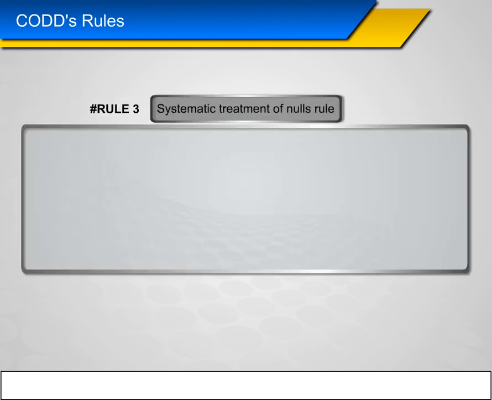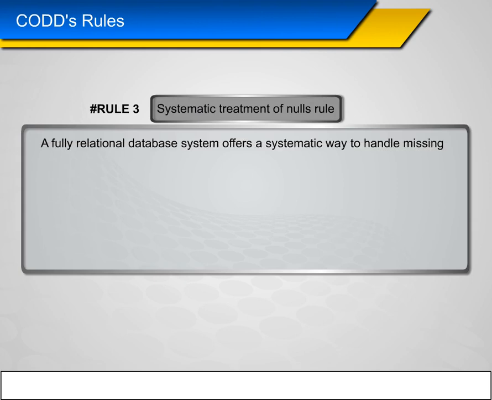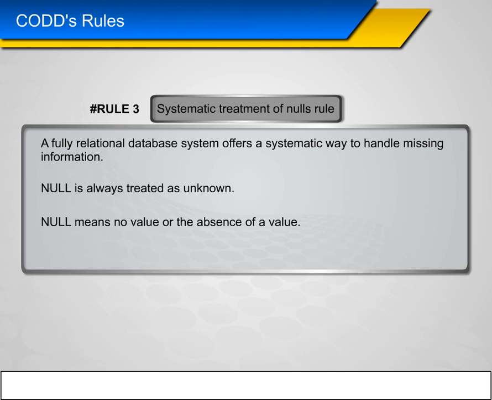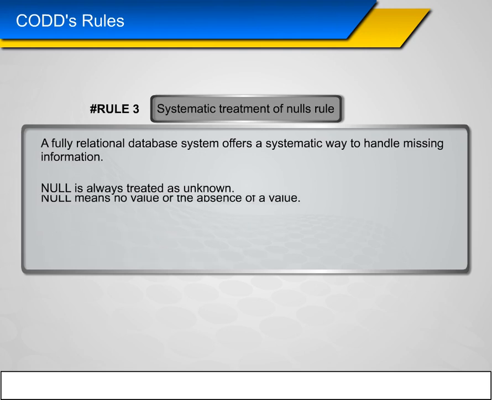Rule 3, Systematic Treatment of Nulls Rule. A fully relational database system offers a systematic way to handle missing information. Null is always treated as unknown. Null means no value or the absence of a value. Null is not the same as an empty string or zero.